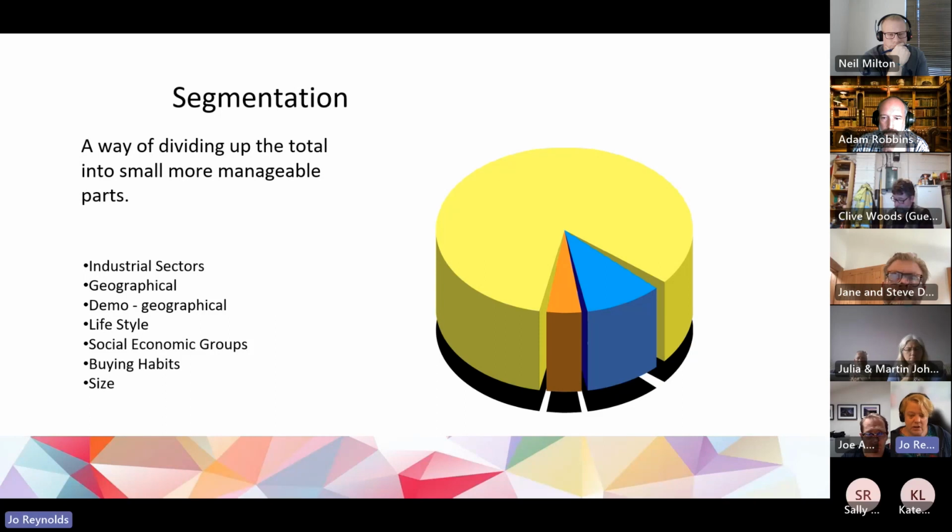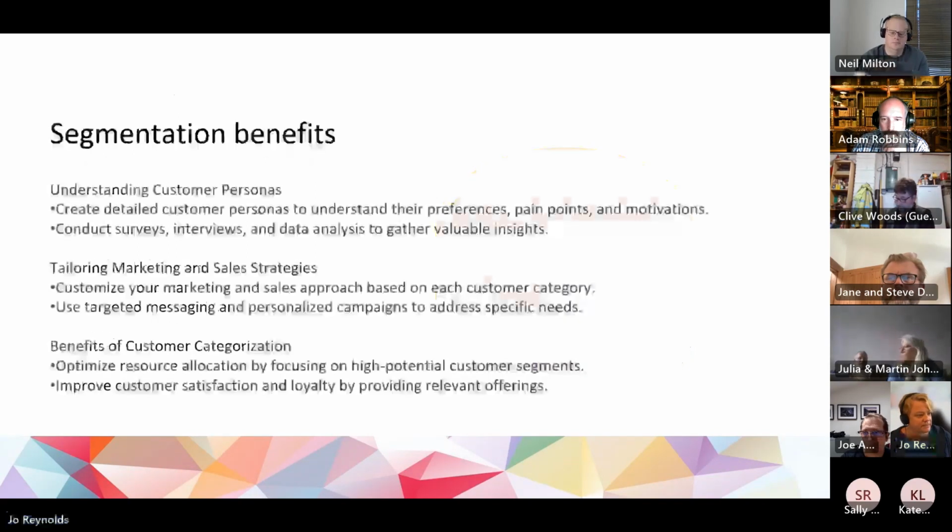Do you know, have you in your marketing and business plans looked at your potential customers in this way? Were you already told this in the marketing sessions? Fabulous. So I won't labour on this.